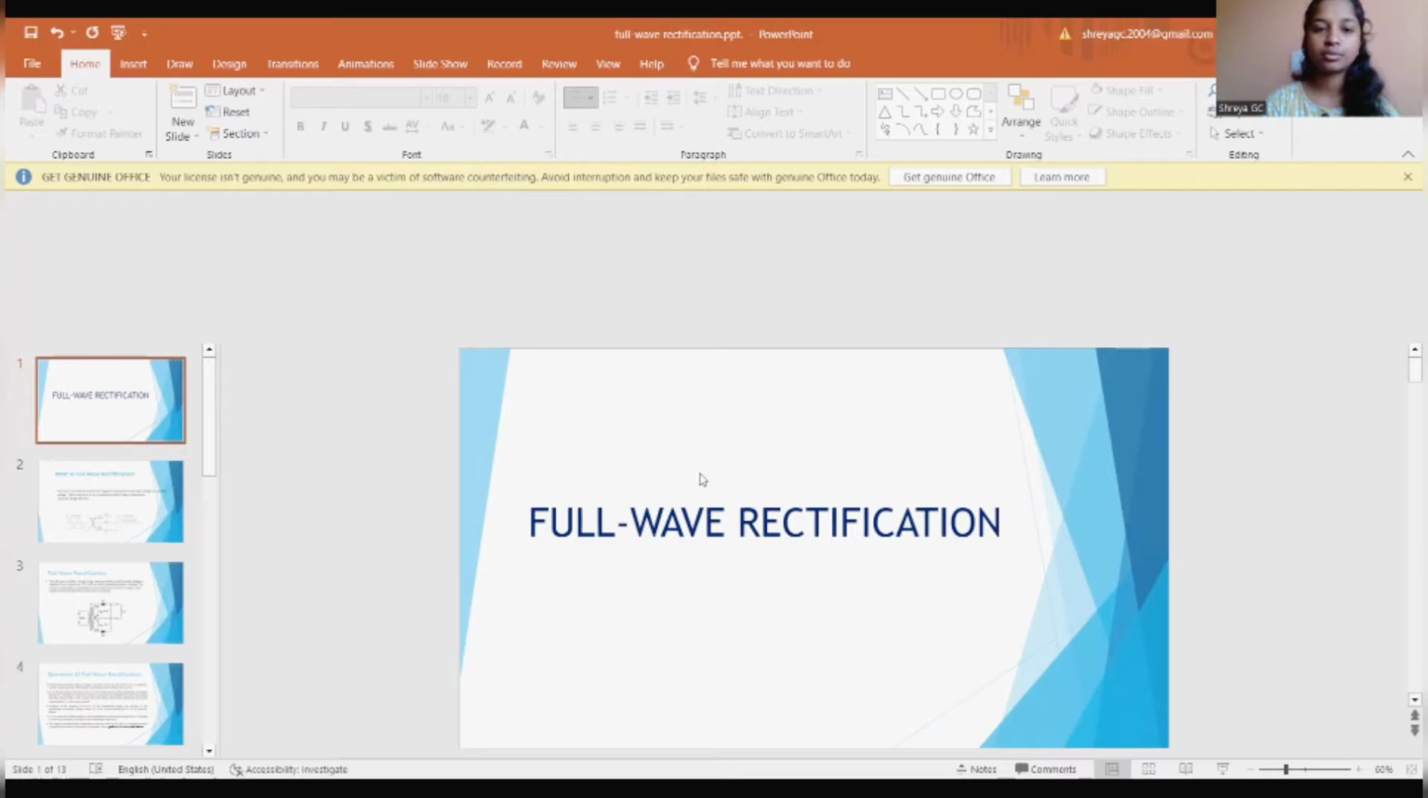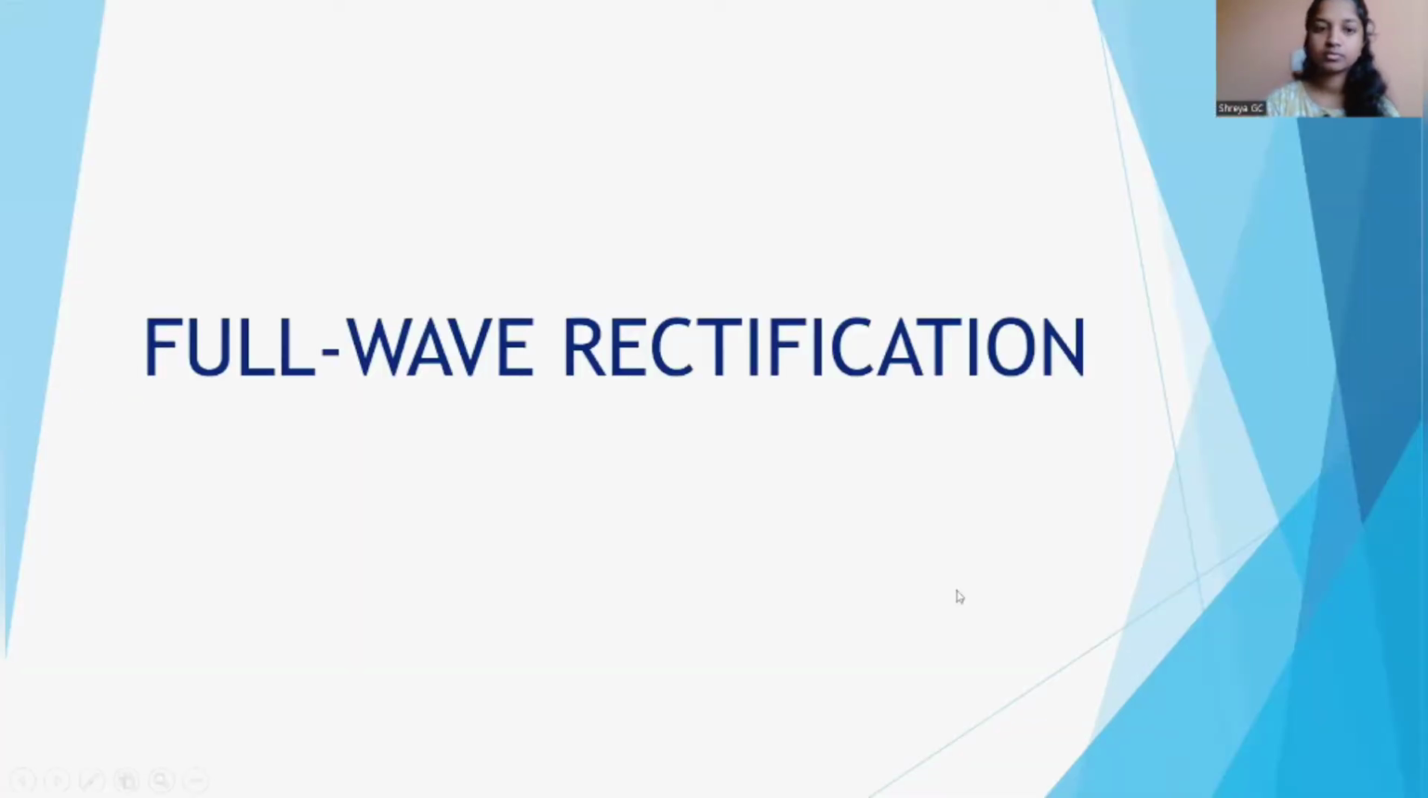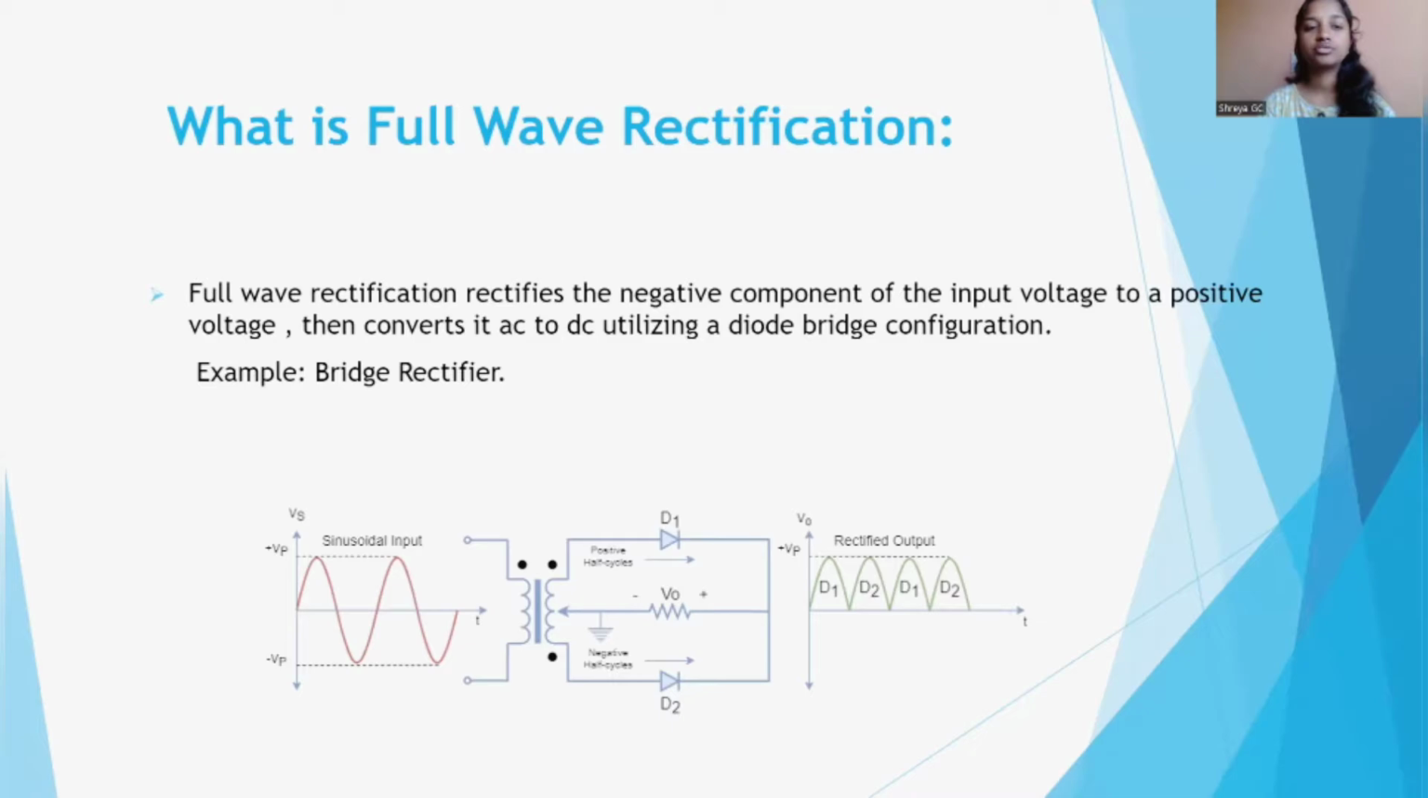Now I'm going to explain about full wave rectification. So firstly, what is full wave rectification? Full wave rectification rectifies the negative component of input voltage to a positive voltage, then it converts AC to DC using a diode bridge configuration. An example of full wave rectification is the bridge rectifier.